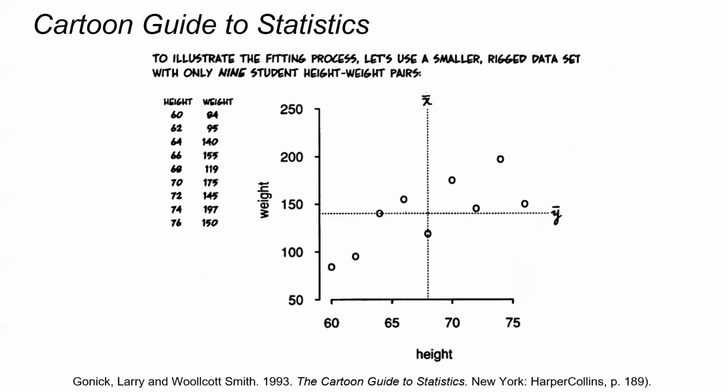To illustrate the fitting process, let's use a smaller, rigged data set that only has 9 students. We're going to make it a little simpler, and the data that they chose to include in this minimal data set has the same mean as the larger data set, but it gives us an easier way of dealing with it, because we're going to run through the calculation. So we want to be able to do that in a more simplified manner.